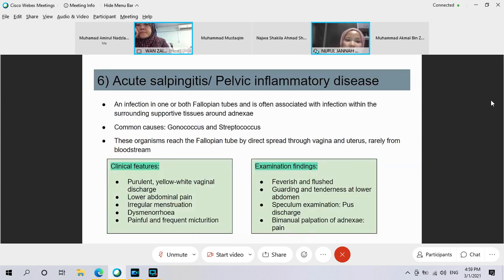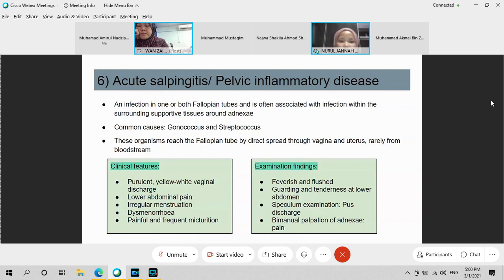And next is acute salpingitis, or what we know as pelvic inflammatory disease. Pelvic inflammatory disease is infection in one or both fallopian tubes, associated with infection within the surrounding tissue around the ovary. The common causes of this disease are usually Gonococcus and Streptococcus. These organisms reach the fallopian tube by direct spread through the vagina and rarely from the bloodstream.